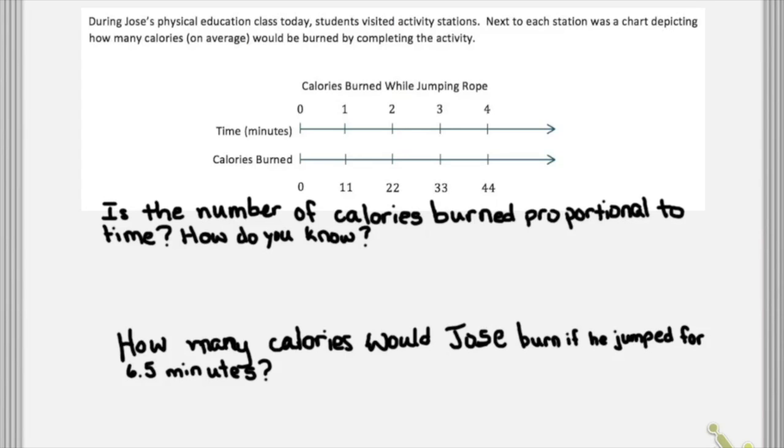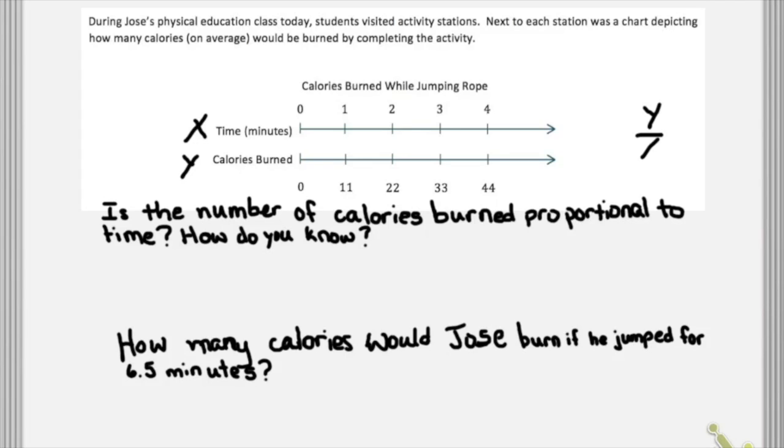During Jose's physical education class today, students visited activity stations. Next to each station was a chart depicting how many calories, on average, would be burned by completing the activity. Is the number of calories burned proportional to the time? How do you know? So let's define our variables. Again, x is first, so time is x, calories is y. And we have to divide y by x.